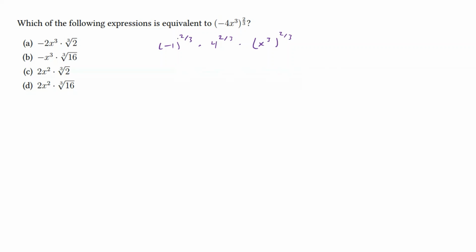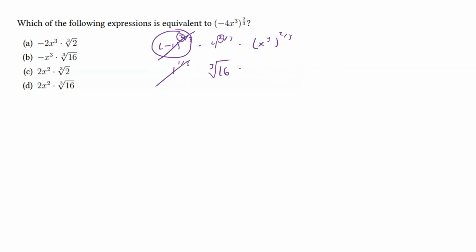We see that minus 1 squared is positive 1, so we have 1 to the 1/3 power. But the cube root of 1 is just 1, which means that this entire expression is just multiplying the rest of this by 1 and has no effect. 4 squared is 16, and 16 to the 1/3 power is the cube root of 16.